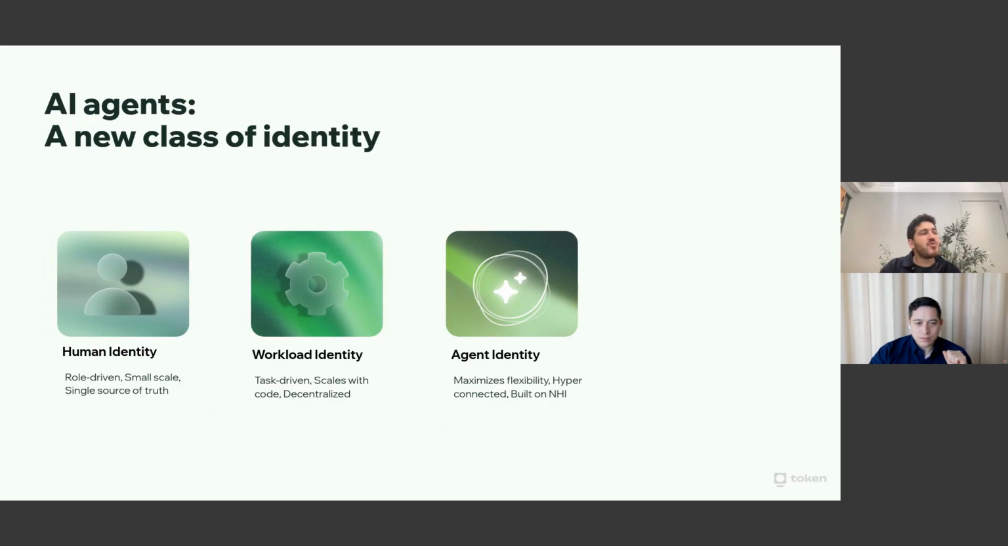And maybe before we jump into the discussion, let's have some definitions about what AI agents even are, right? And what's the difference between securing their identity and securing historical identities like human and workload identities.